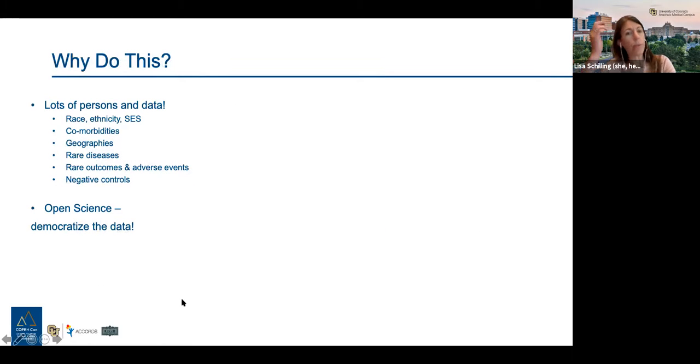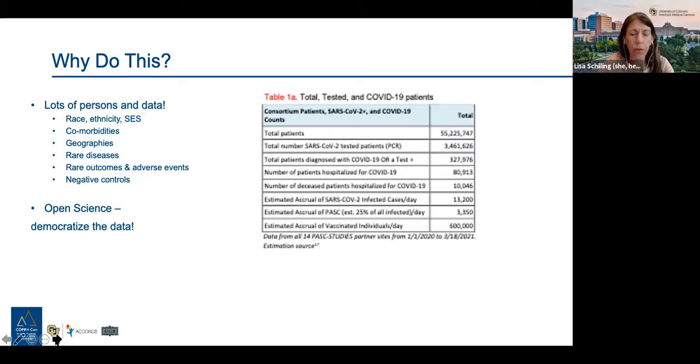And why do we want to use secondary data, and why do we want to go through this process of data transformation? I've got some animation here. I hope that it works.